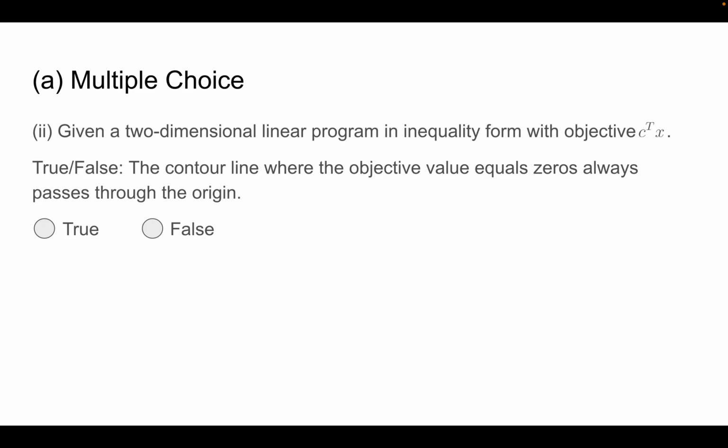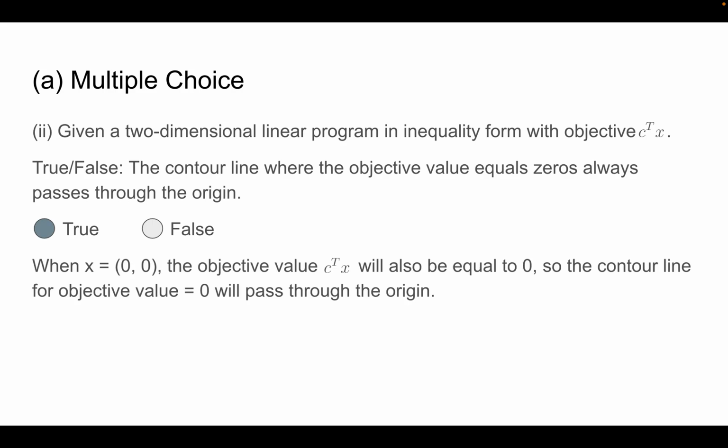or false, the contour line where the objective value equals 0 always passes through the origin. This is true because when our x is equal to 0, 0, the objective value c transpose x will also be equal to 0, so the contour line for the objective value that's equal to 0 is going to pass through the origin.